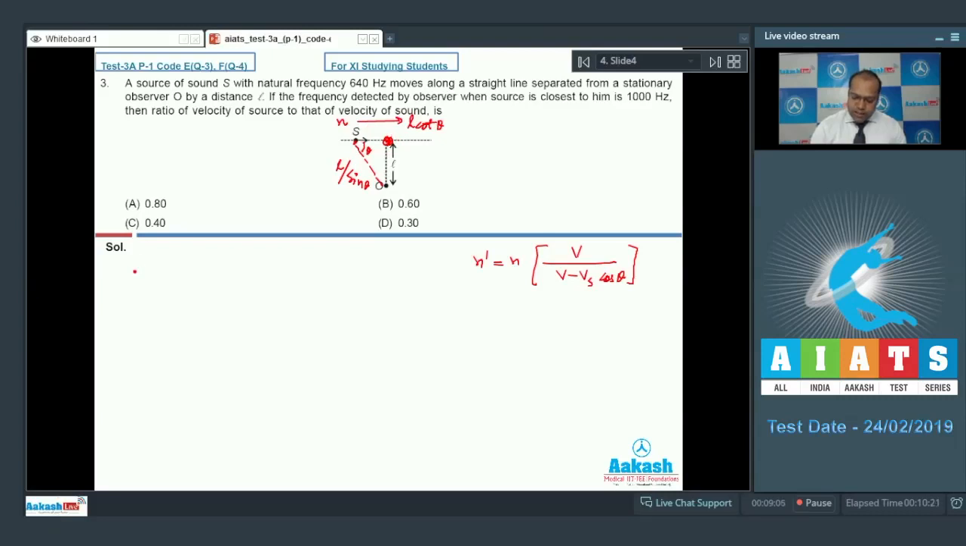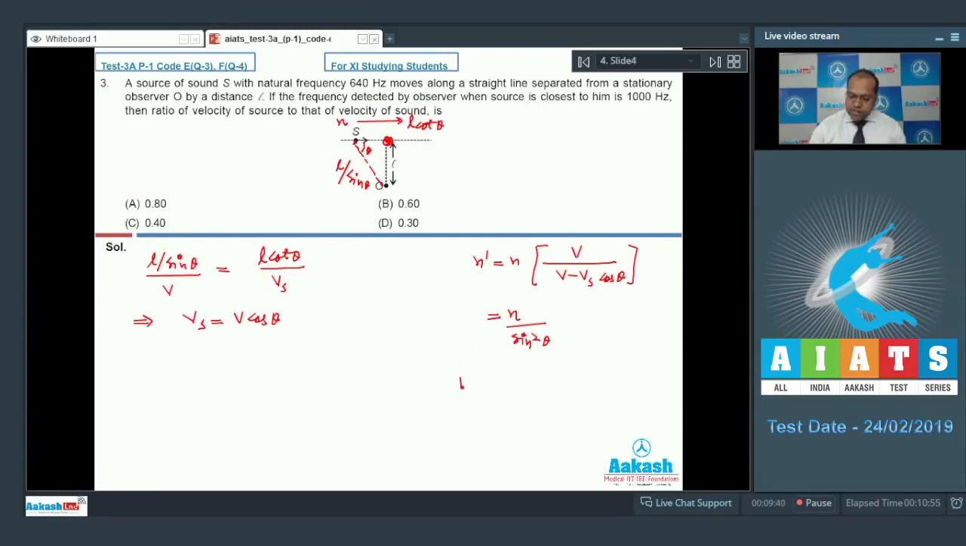So I can say that L by sin theta, that is the distance covered by the pulse with the speed of sound v, must be equal to the distance covered by the source, that is L cot theta, divided by its speed, that is Vs. So from this relation we can find that Vs is v into cos theta. So if I substitute the value of Vs here, then it comes out to be N divided by sine square theta. So let's substitute the data.